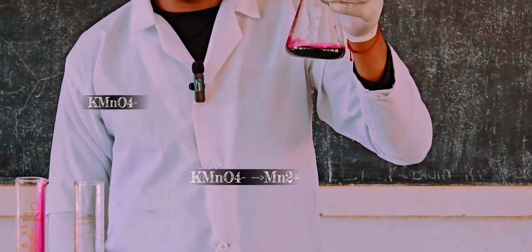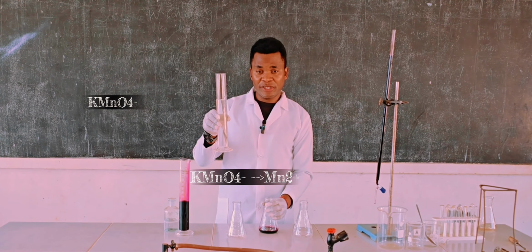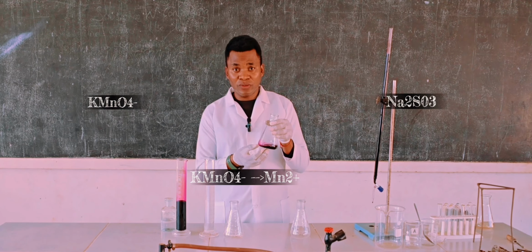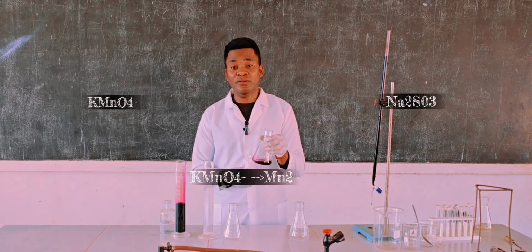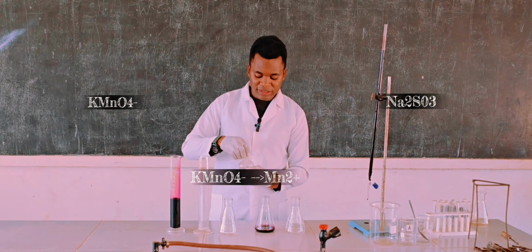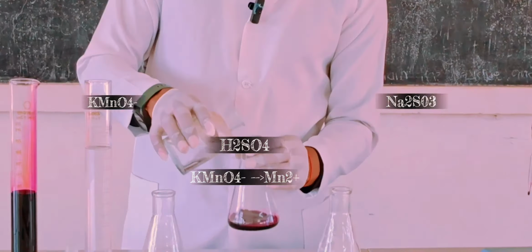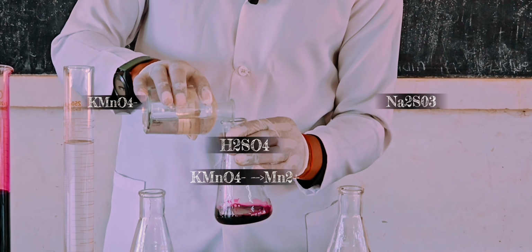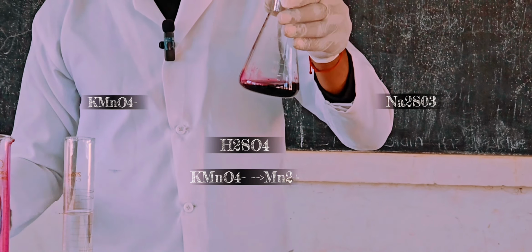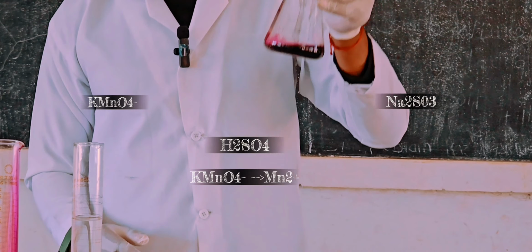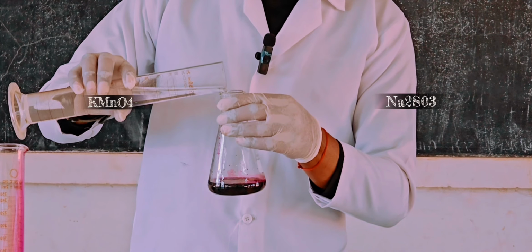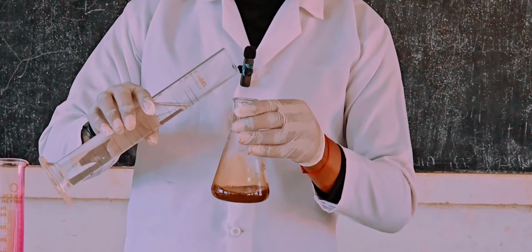This color is for permanganate, and this one is the reducing agent. Sodium sulfide is supposed to reduce this into manganese 2 ions. So first, it should be in acidic medium. I have my sulfuric acid that I supply to my permanganate solution. Now I have the mixture of potassium permanganate plus sulfuric acid. Now it's in acidic medium. I'm going to add the sodium sulfide and shake well.